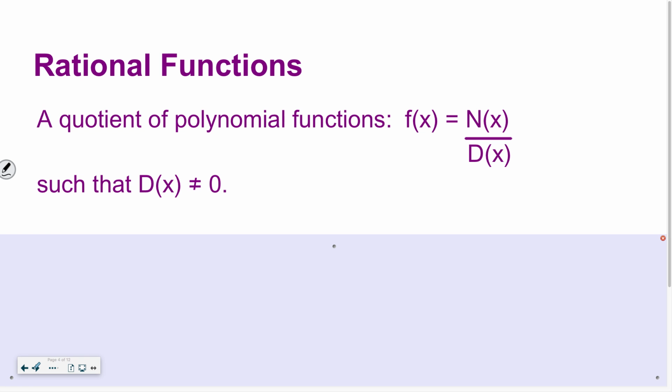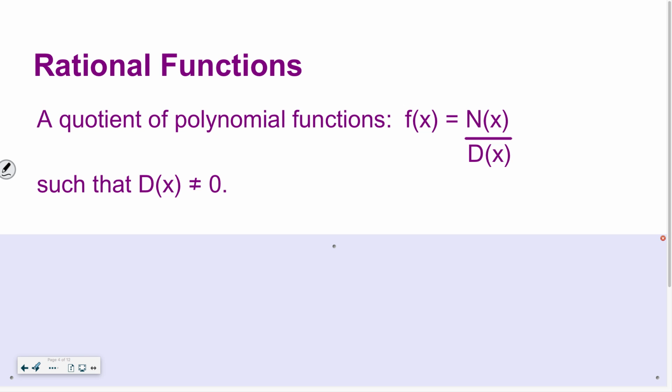So rational functions, as you're jotting this down, remember they have the word rational, which has the math word ratio in it, and a ratio looks like a fraction. So essentially, these are functions that are fractions. Or fraction function. So we're defining it as a quotient of polynomial functions, and quotient implies division, which is fraction.